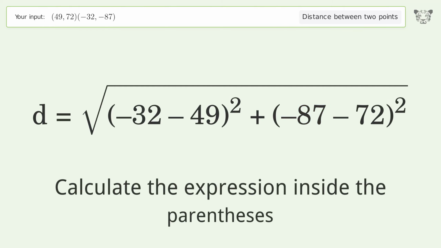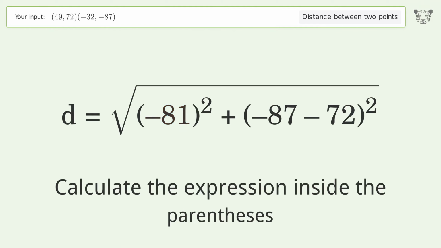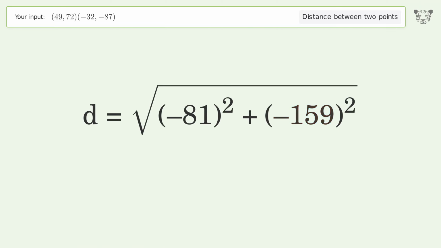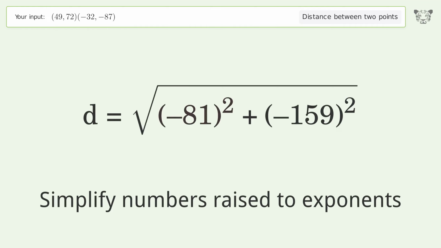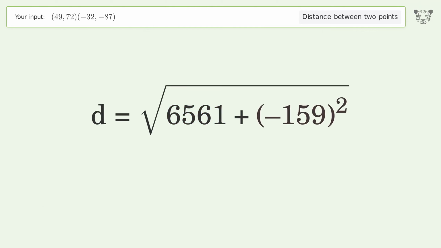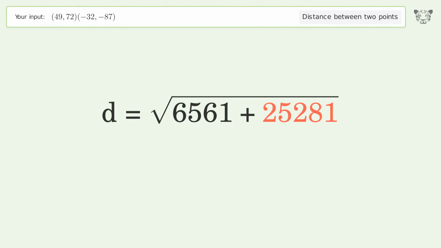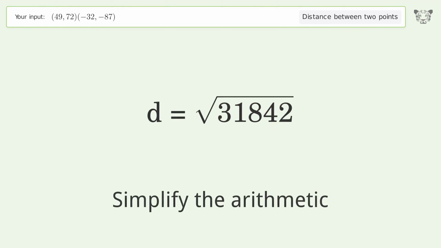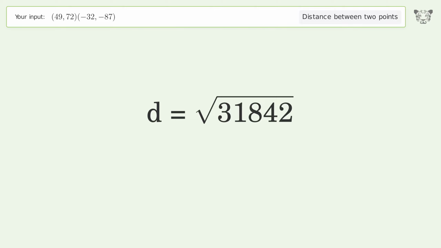Calculate the expression inside the parentheses. Simplify numbers raised to exponents. Simplify the arithmetic. And so the distance between the 2 points is the square root of 31,842, or 178.443.